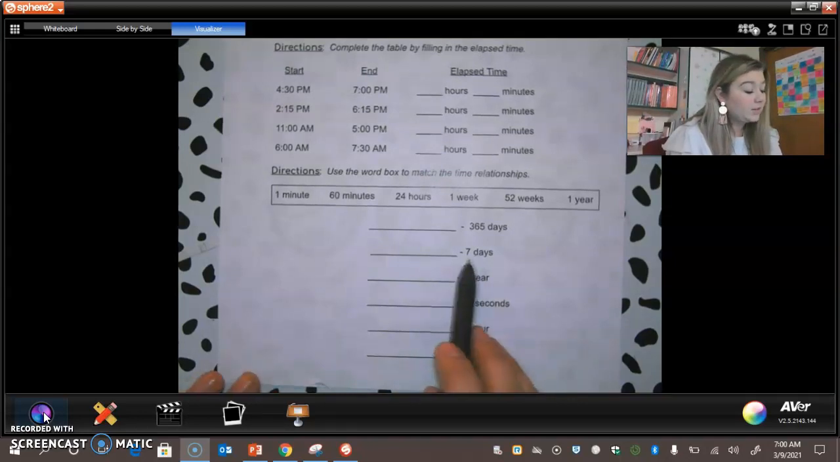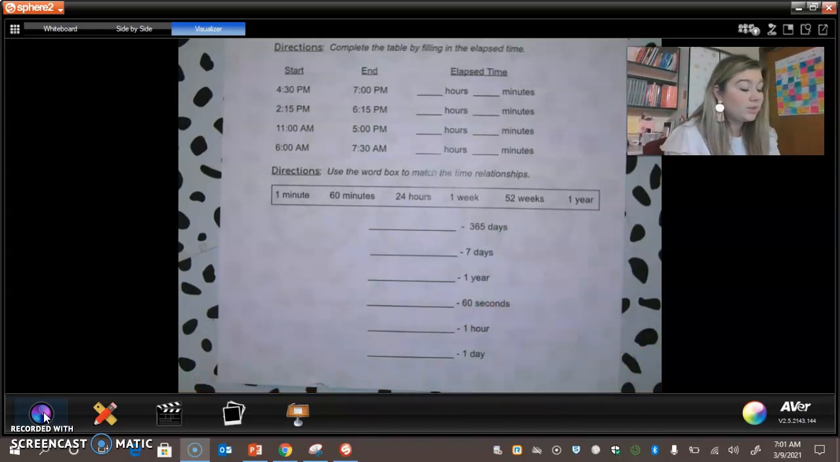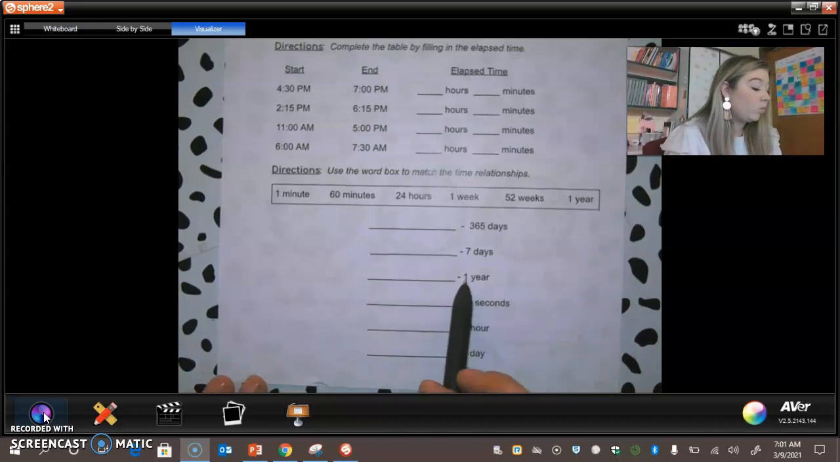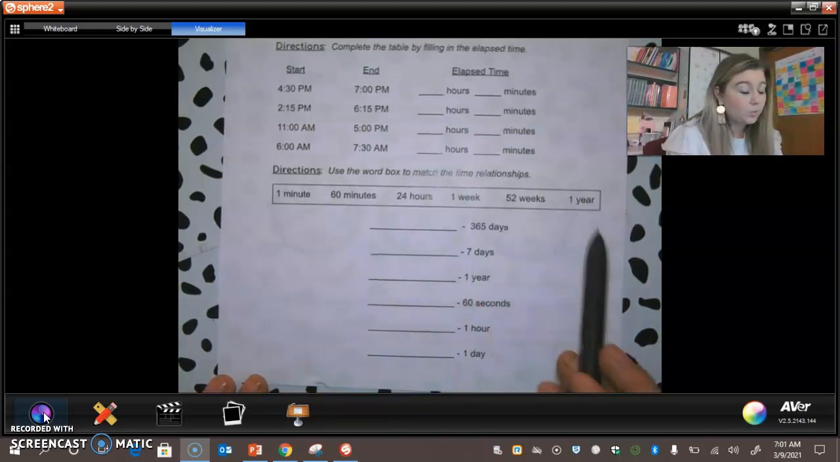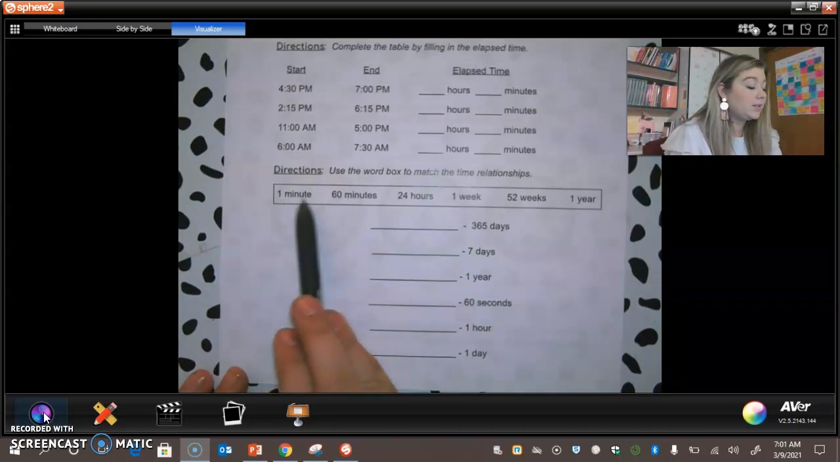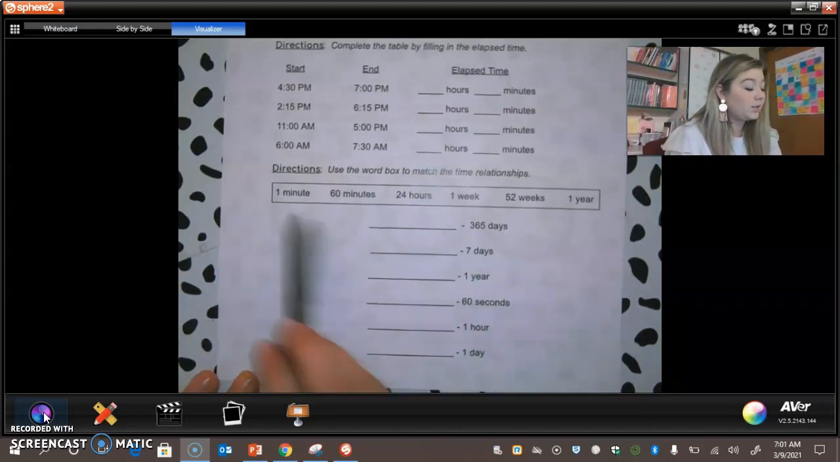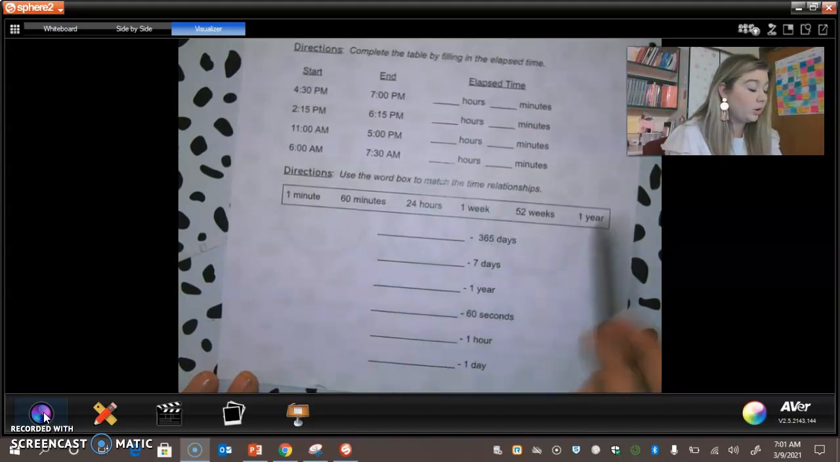Next, we have 7 days. Which one of these is equal to 7 days, or the same as 7 days? Next, we have 1 year. Which one of these is equal to or the same as 1 year? Next, we have 60 seconds. Which one of these is the same or equal to 60 seconds? And make sure you're crossing these off as you use them so you don't get confused.